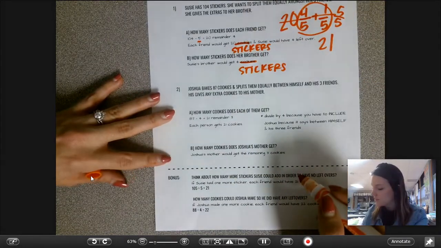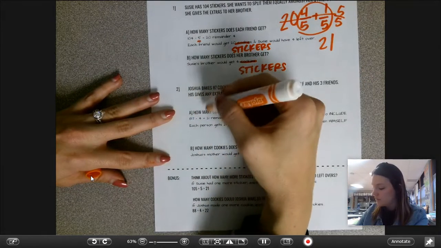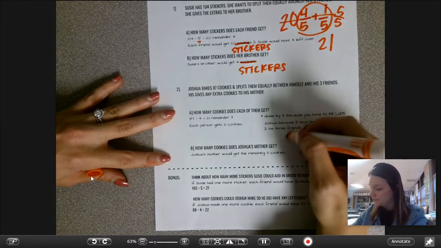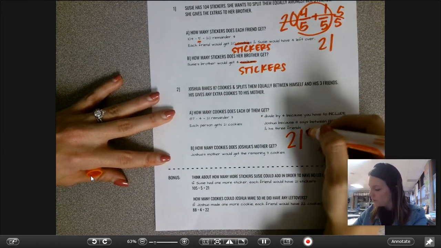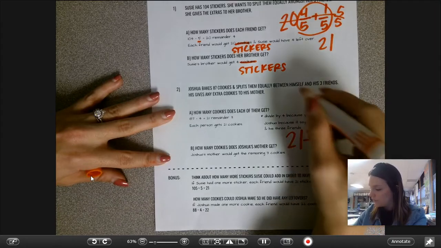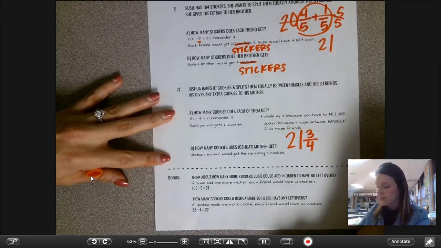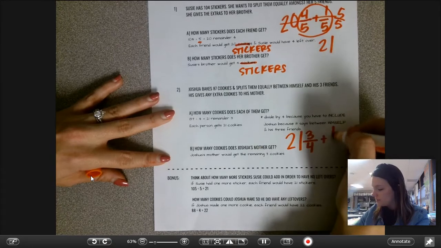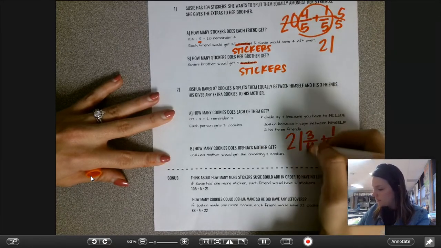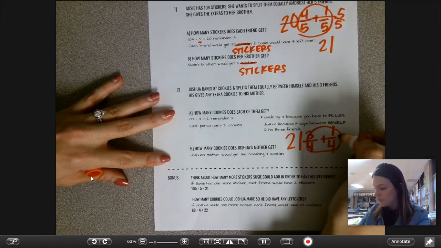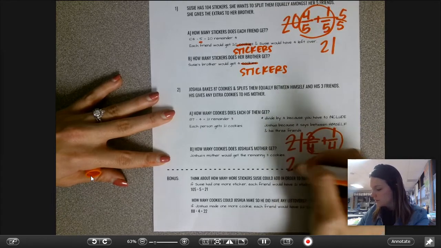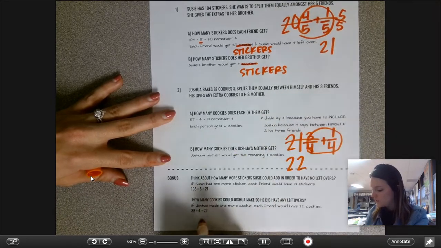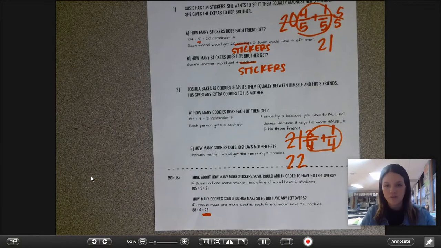Let's look at Josh's. When I do 87 divided by 4, it's 21. And the remainder is 3 out of the 4 friends he was splitting it between. If he just added 1 more cookie, this would now be 4/4, which is a whole, and 21 plus a whole is 22. So each friend would get 22 cookies.